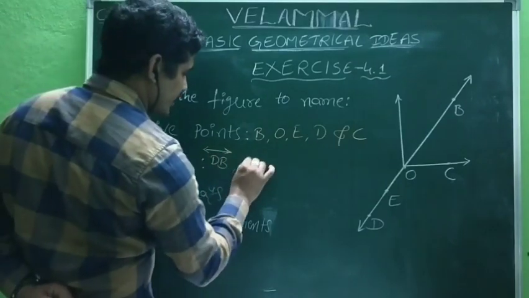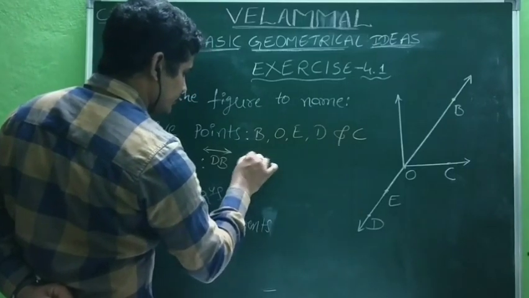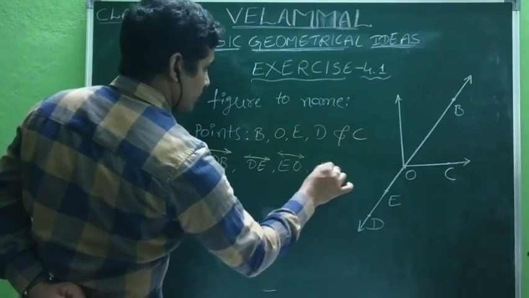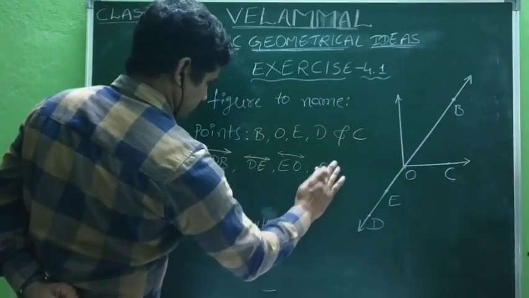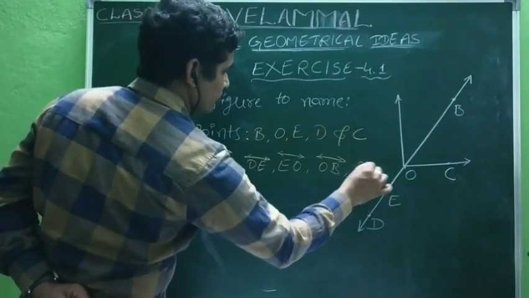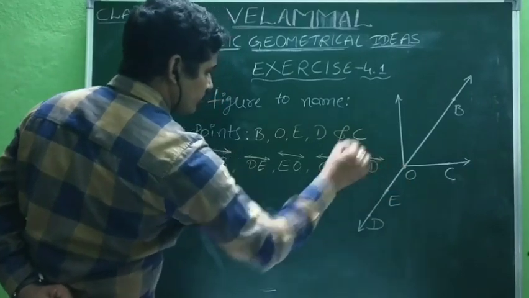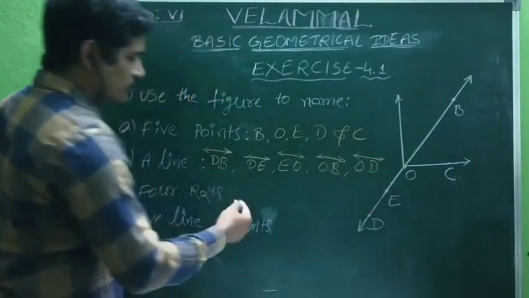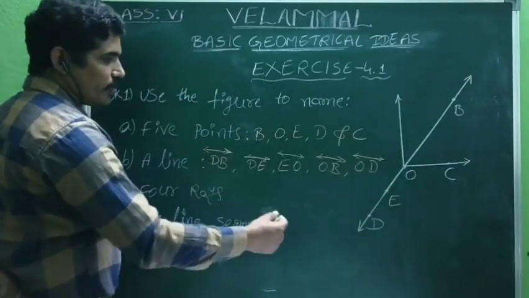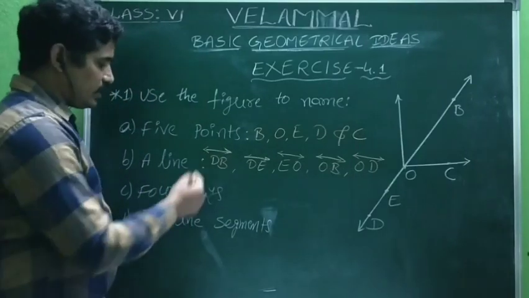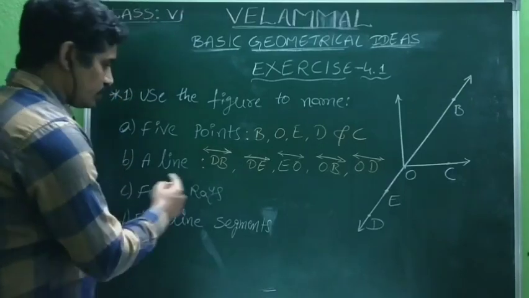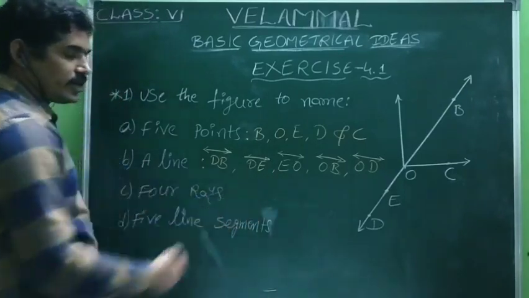Or else we can write line DE, or line EO, or line OB, or line OD. Whatever we wrote, all are correct only. So the line can be represented with any 2 points which are lying on the line and keeping the line symbol on the name. That is correct. So any one line we can take in this.